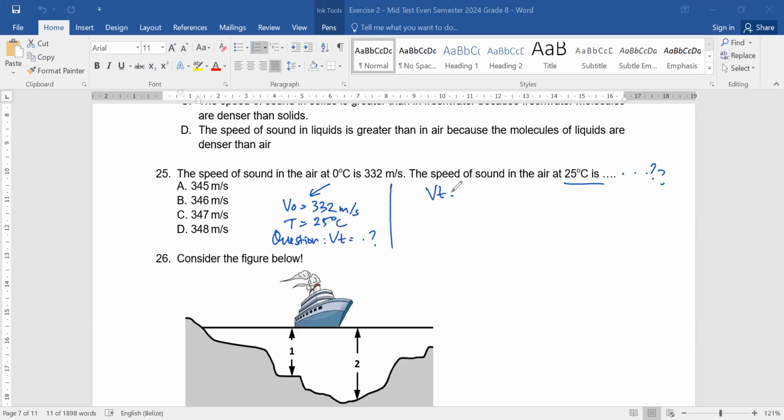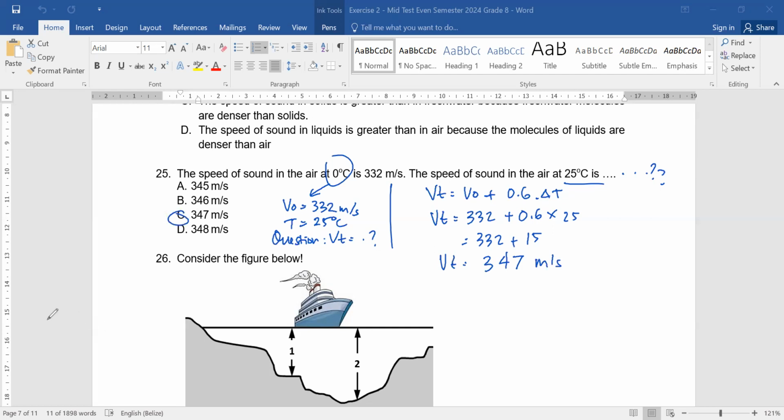So we can count that VT is equal to V0 plus 0.6 times delta T. The delta T here refers to the difference between the 25 degrees Celsius and the 0 point here. So VT is the question, all right? V0 is 332 plus 0.6 times 25. So 332 plus 0.6 times 25 is 15, right? So VT equals 347 meters per second. The answer is C. That's question number 25.